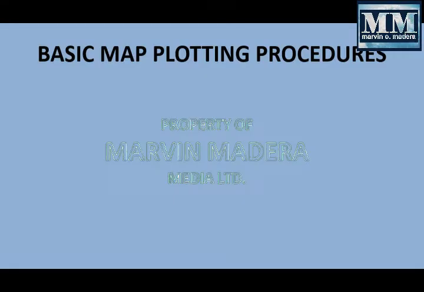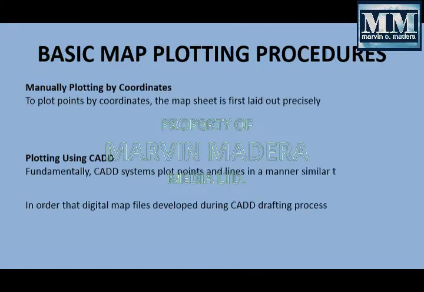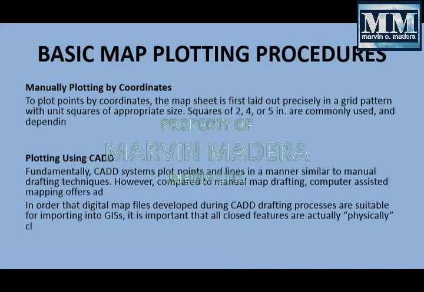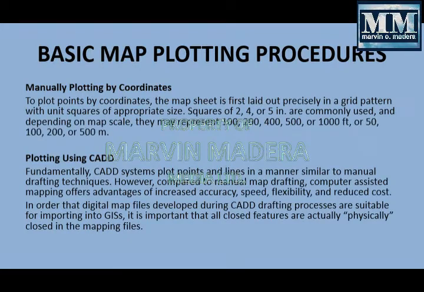Basic map plotting procedures. Manual plotting by coordinates. To plot the points by coordinates, the map sheet is first laid precisely on a grid pattern of unit squares of appropriate size. Squares of 2, 4, and 5 inches are commonly used, and depending on the map scale, they represent 100, 200, 400, 500, or 1000 feet, or 50, 120, or 500 meters of distance. So each square represents those units, mostly depending on the scale.